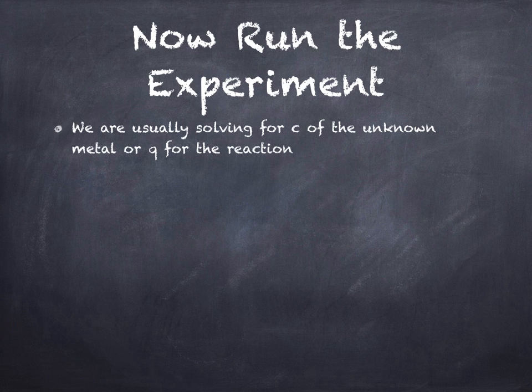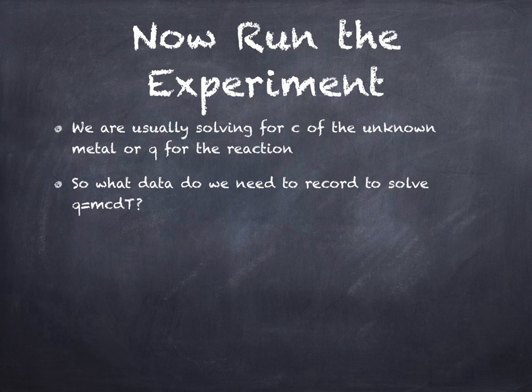So basically, now we're going to run the experiment. In my experience, in these problems you're usually solving for C: there's an unknown metal, and you use all the calorimetry data that you gather to determine what that metal is, given your calculated C value, and you compare that with the table of known C values for metals. Or you'll be solving for Q of a reaction, how much energy is given off when this reaction is run. Okay, so what data do we need to record as we do this experiment? Q, M, C, delta T, just record that data.